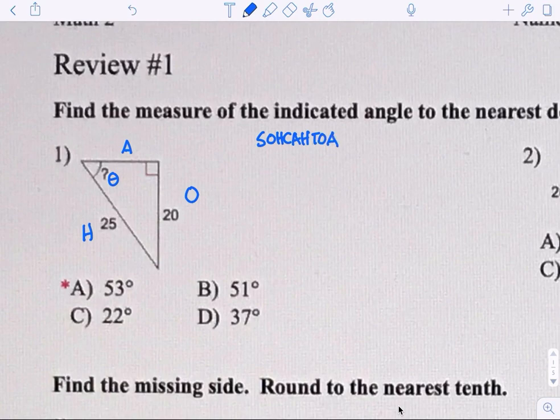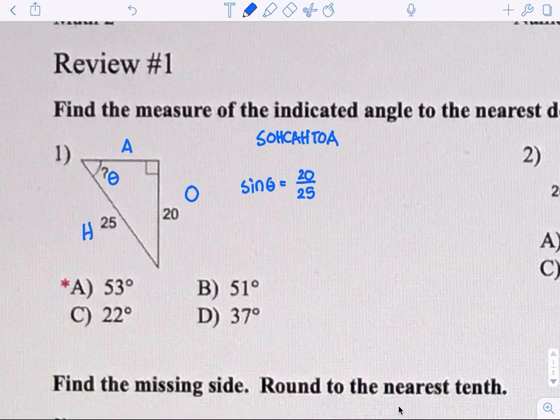So in the perspective of that angle, we have information at O and at H, which means we have to use sine. So sine theta is equal to opposite over hypotenuse. Now to solve for theta, you just take the sine inverse of both sides. So then theta is going to equal sine inverse of 20 over 25. Put this in your calculator and it's going to give you 53 degrees.